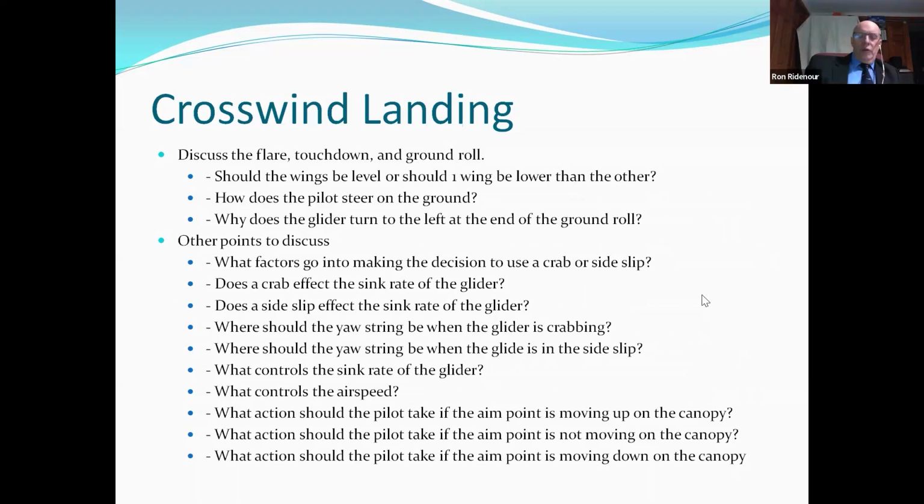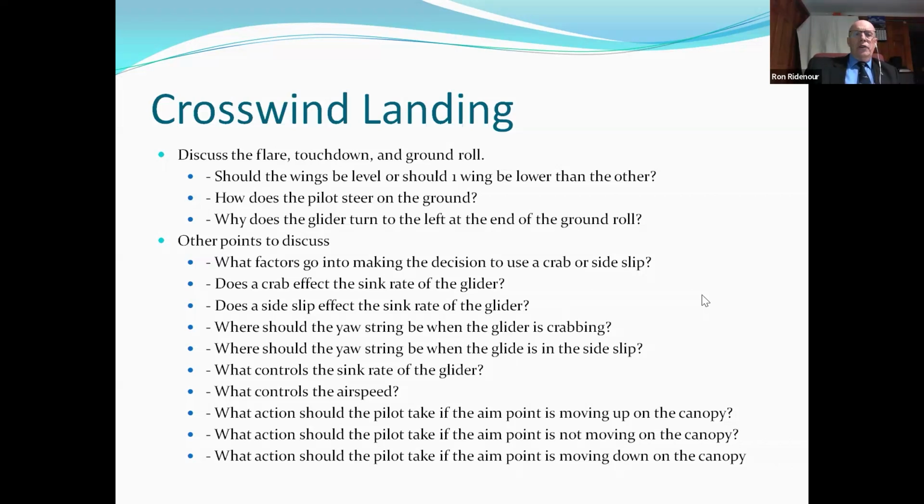As Bert showed or talked about, you can see the weather vaning into the wind, which is, if the crosswind is strong enough, you're always going to get some weather vaning at the very last few feet of the landing roll. So you should talk about the fact that that happens. Should the wings be level, or should one wing be lower than the other? Well, one wing's got to be lower than the other for touchdown, and that's when you get into the side slip.